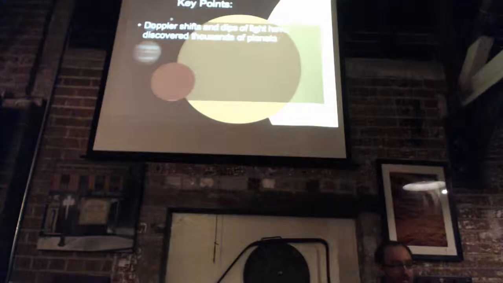So I'm going to give you 3 key points to take home. Point 1 is just the fact that using Doppler shifts, like we hear with train whistles, and looking at little dips of light as things pass in front of stars, we've discovered thousands of planets, and these are totally unlike anything that we see in our solar system. So very, very cool stuff.